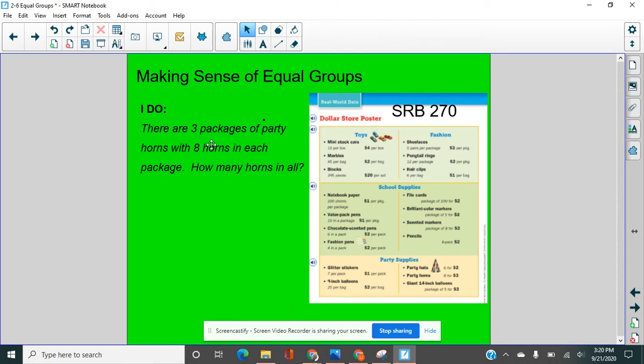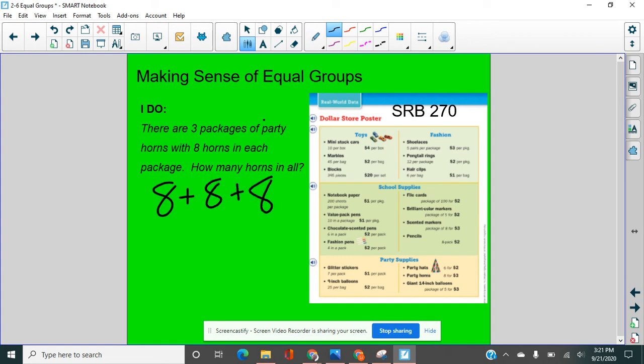So 3 packages with 8 horns in each. Well, I could think about this like 3 groups of 8. Oh, that's not an 8. 8 plus 8 plus 8. Hey, that works for sure. That's going to get me to the correct answer. 8 plus 8, this is a double, is 16. 16 plus 8 is 24, which is what I would have gotten if I would have counted up all those things on my picture just a few minutes ago.